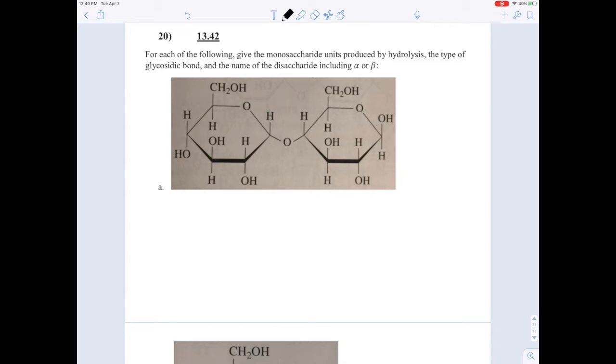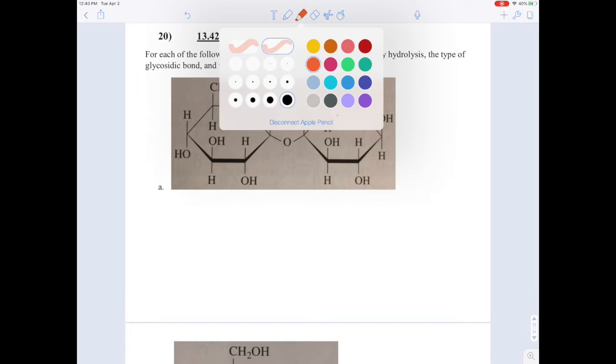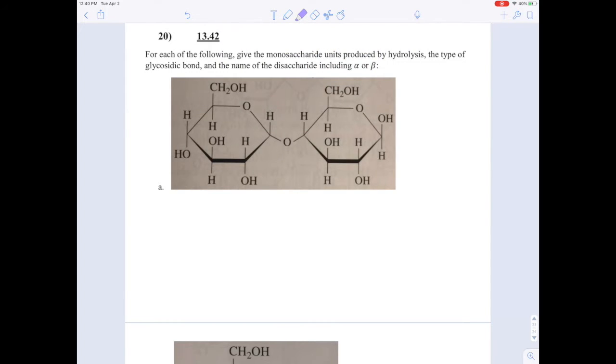Question 20 in Chapter 13 is very similar to question 19. It's also asking for three things, just like question 19 was. It says, for each of the following, give the monosaccharide units produced by hydrolysis. Hydrolysis is just when you break things apart, lysis, using water, hydro.